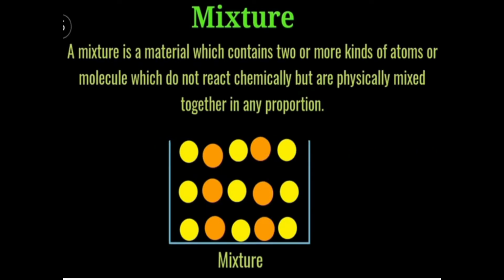A mixture is a material which contains two or more kinds of atoms or molecules which do not react chemically but are physically mixed together in any proportion. So what is a mixture? A mixture is a material, and it contains two or more kinds of atoms or molecules, but they do not react chemically. They are just physically mixed together, in any proportion.